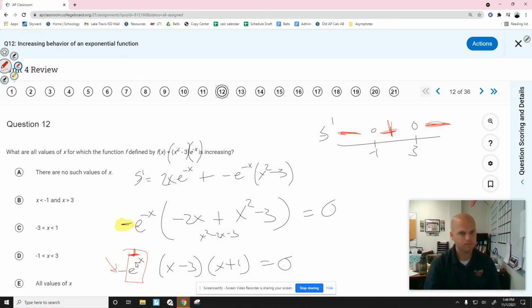All right, so when is f increasing? When f prime is positive. Something is increasing when its derivative is positive. Negative 1, 2, 3. D.